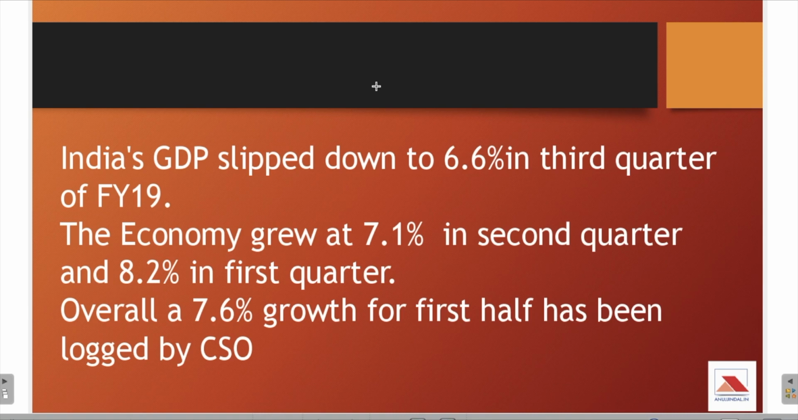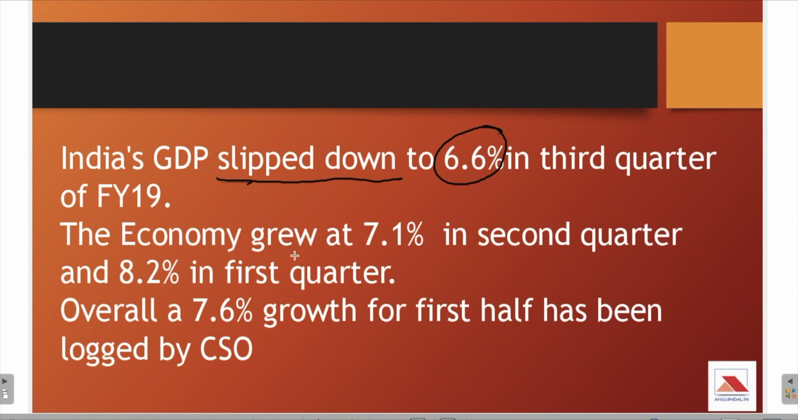When the report for the third quarter GDP growth rate came out, clearly the organizations' predictions were not as per what the reality was. The report stated that the GDP has slipped down. Slip down means to fall. It has clearly stated that it has fallen to 6.6%. So remember the figure, which is very important for your exam. 6.6% was the rate at which the GDP for the third quarter was.